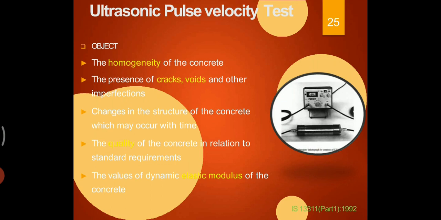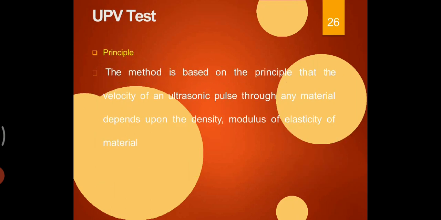Then the presence of cracks, voids and other imperfections. Then changes in the structure of the concrete which may occur with time. The quality of the concrete in relation to standard requirements. The values of the dynamic elastic modulus of the concrete. All these things can be carried out with the use of this ultrasonic test. Then the UPV test: what is the principle behind it?